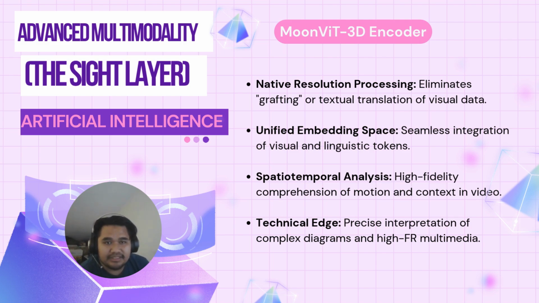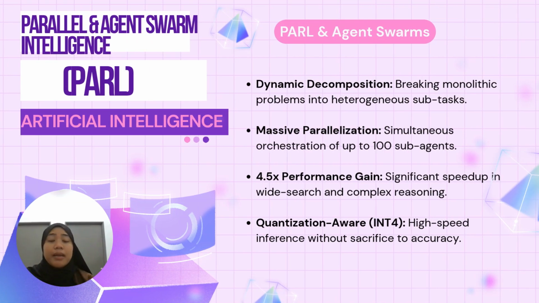Another key feature is spatiotemporal analysis. This enables the AI to understand movement and context in videos, not just static images. It can analyze how things change over time, leading to more accurate interpretation. Finally, Kimi AI has a strong technical edge. It can precisely interpret complex diagrams, high frame rate videos, and detailed visual content, making it powerful for real-world applications. So next, I will continue with the parallel and agent swarm intelligence part.